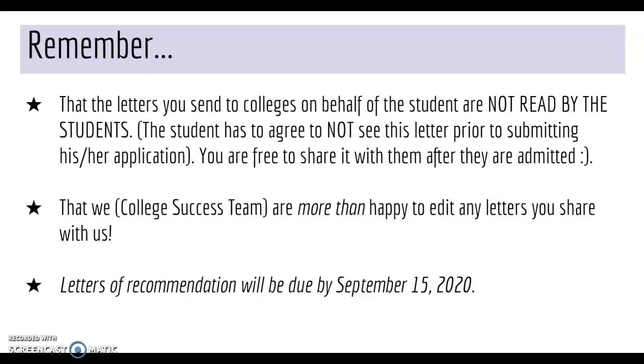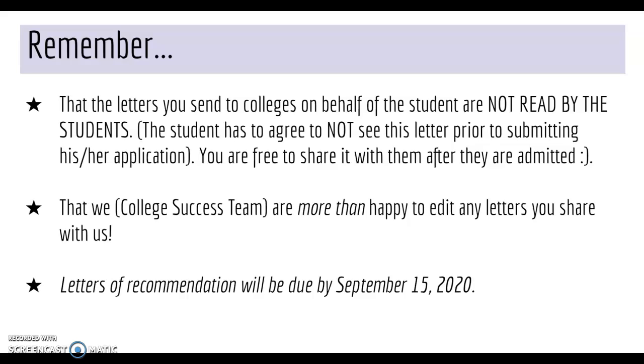I think it's also important to remember that myself and my team are more than happy to edit any letters that you share with us. My colleague who is taking over for me as DCS, Ali Serena, has also worked in college success for many years, and she brings an expertise to the table for sure. I know that she would be extremely excited to give you any feedback that you'd like on your letters and help you as much as possible. And she'll be here in June.